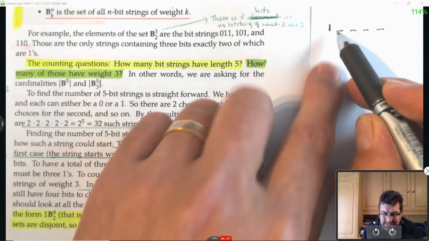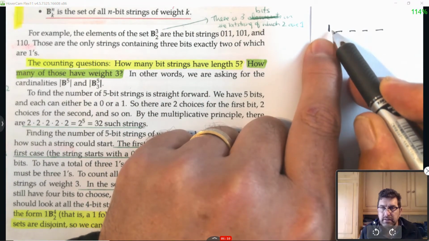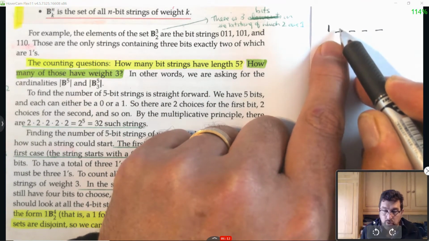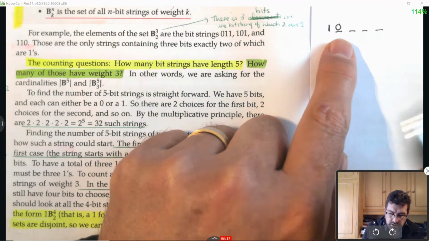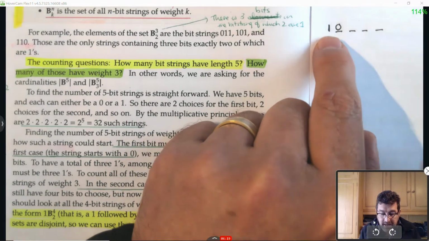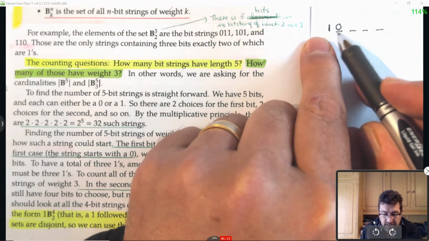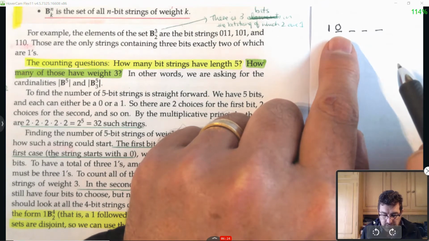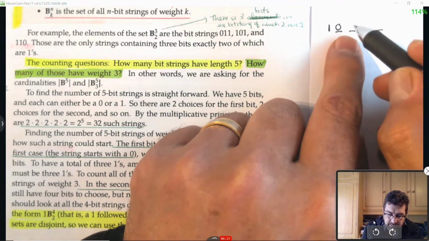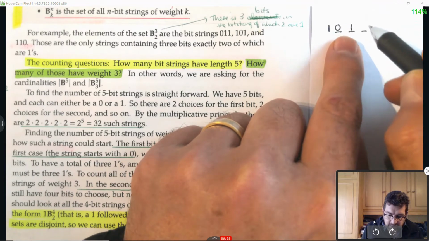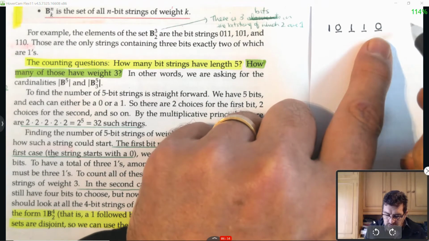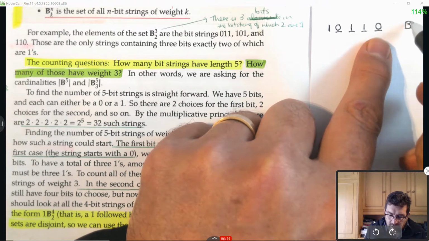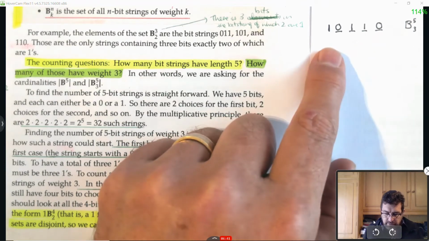I've chosen the 1 over here. Now I've got a choice of either 0 or 1 over here. Now if I had chosen a 0, I only have 2 ones left, and I have 1 more 0 left to place. So I can place the 1 there, the other one here, and then I only have a choice of 0. So that is one of those with a length of 5 and a weight of 3.